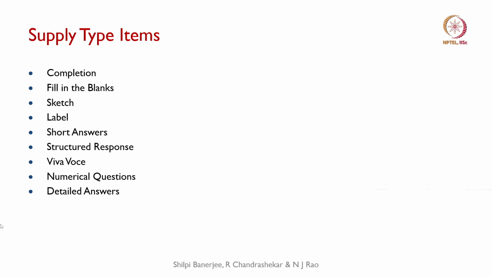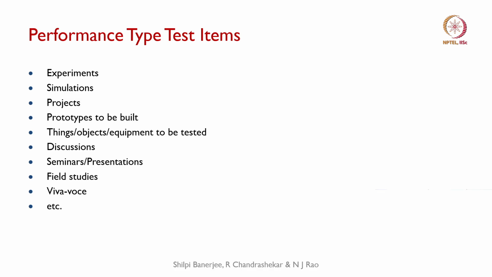Then you have detailed answers like essays and so on. Or long answers, you explain something, you give your response to some structured question and so on. These are the supply type of items. Then you have performance type of test items. First of all, for performance type of test items, you do not have a unique answer.